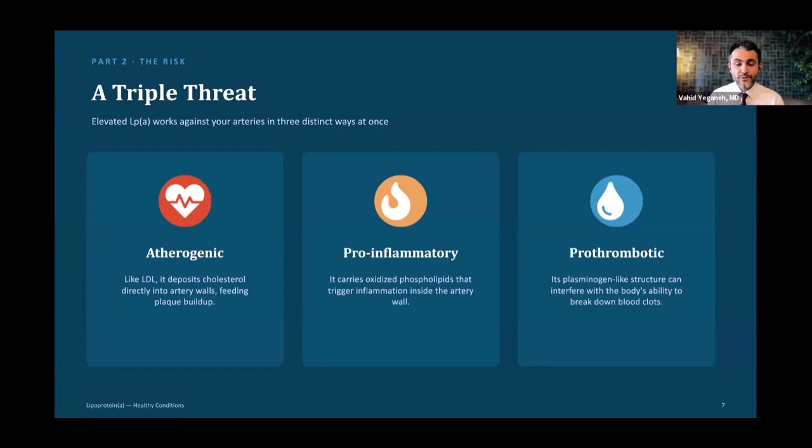It's atherogenic. It's pro-inflammatory, excuse me. So it carries with it these oxidized phospholipids, and it sets off this inflammatory process. And that's not great when we are looking at the health of our vasculature. And then it's prothrombotic. So for the same reason I mentioned a bit earlier, structurally, it does look a lot like plasminogen, which is a protein that breaks down clots, and it will impact the body's ability to break down blood clots. All right, so those 3 things make up why it's got these negative effects.